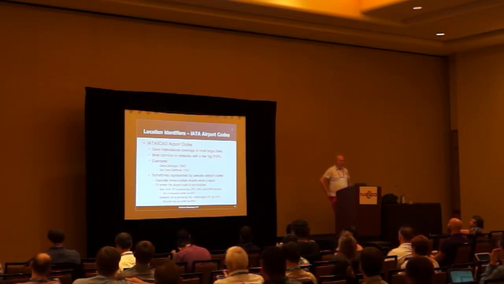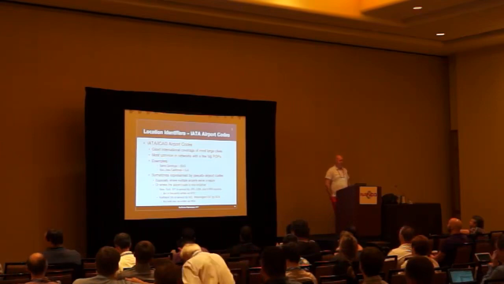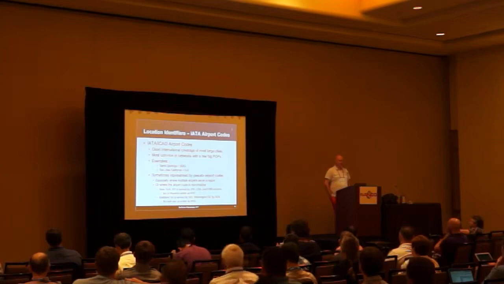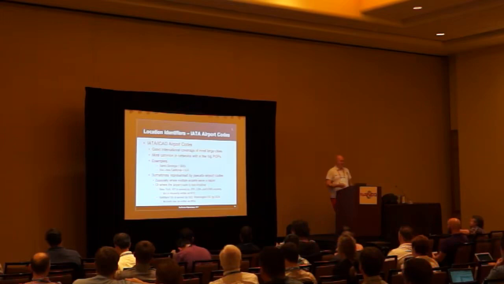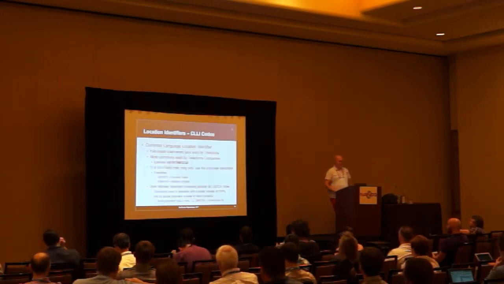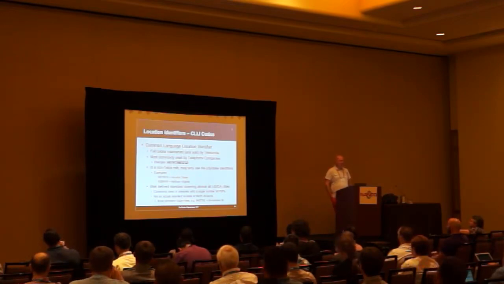And then the other one that you see is a lot of airport codes are based on historic names. For example, Northern Virginia is served by IAD. Which is not immediately obvious. Dulles Airport, it's not immediately obvious that that's Northern Virginia. So sometimes people just write it out as something like WDC or something else that's easier to identify for the layman. CLLI codes are common language location identifiers.